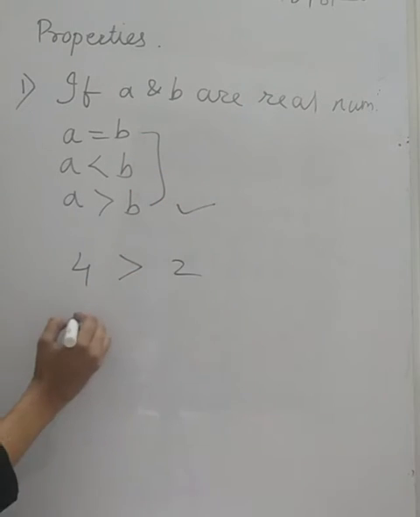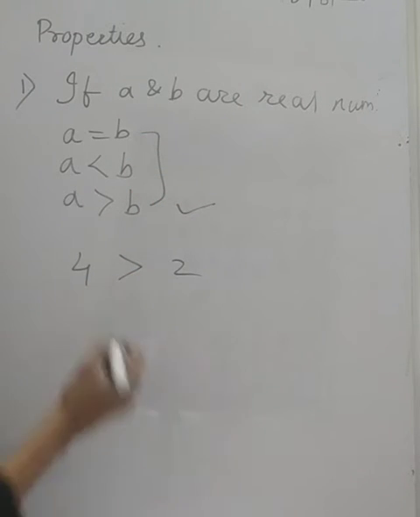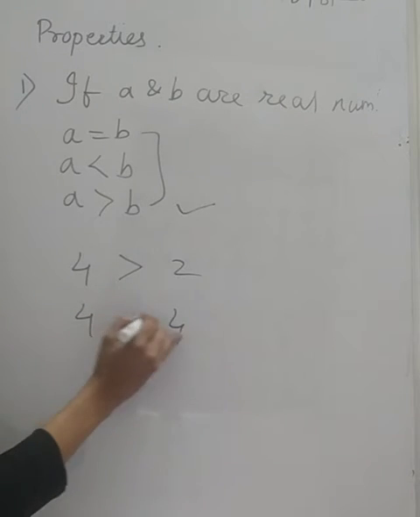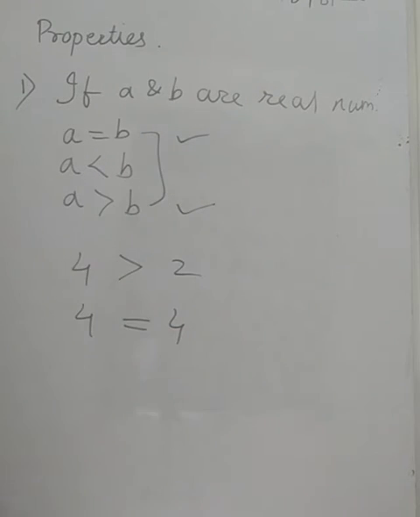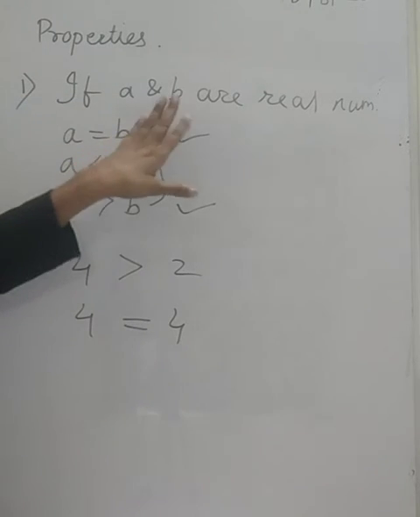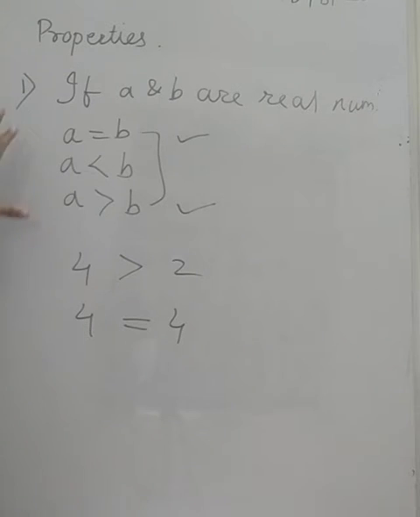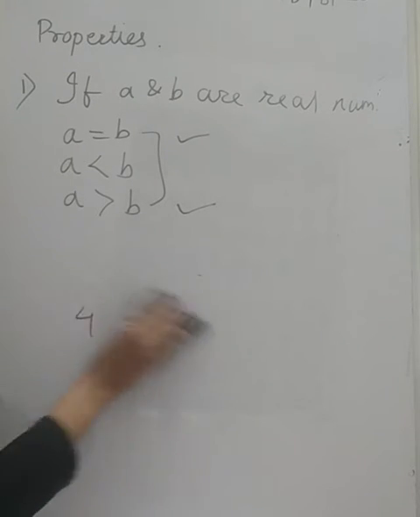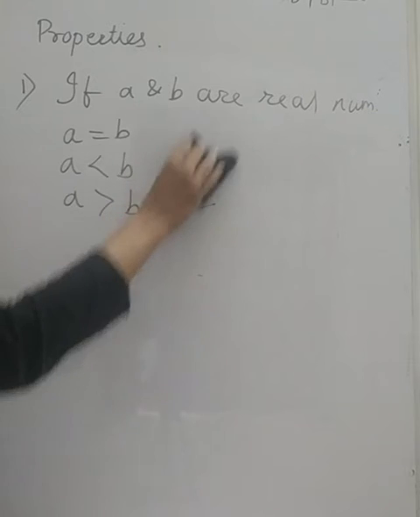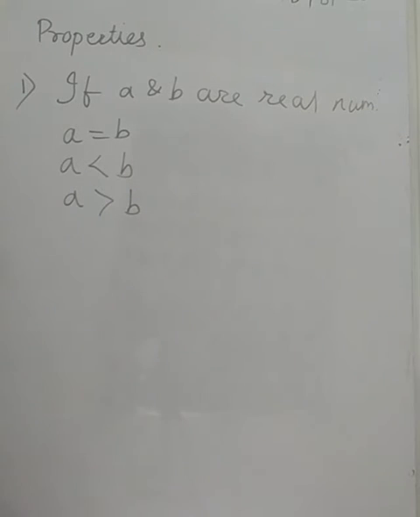This is right. Suppose both the numbers A and B are equal to 4, then the first equation is true for them, right? So this is the first property: if A and B are two real numbers, then out of these three, one equation will be true for them.